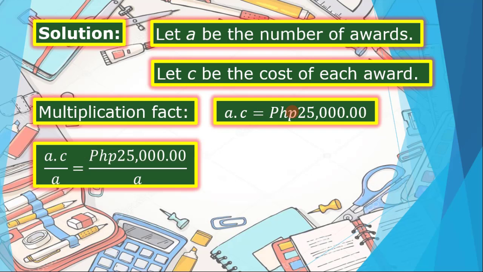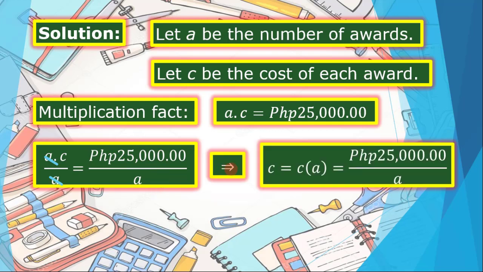Now, we copy this and then let's say we want to have C in terms of A. So, the cost of each award given A awards. So, we can have A times C equals 25,000, then divide both sides of the equation by A. So, we cancel out the A in the left-hand side of the equation. The right-hand side of the equation is 25,000 over A. That is C. Or we can say C of A, meaning the cost is a function of the number of awards A. And C of A equals 25,000 divided by A.